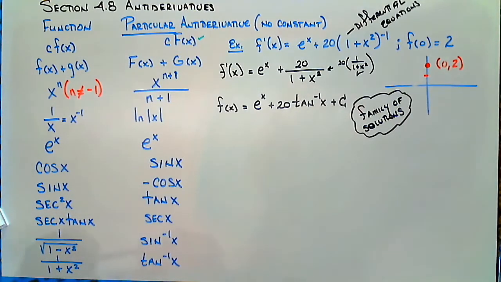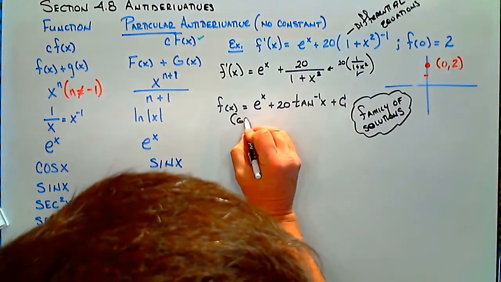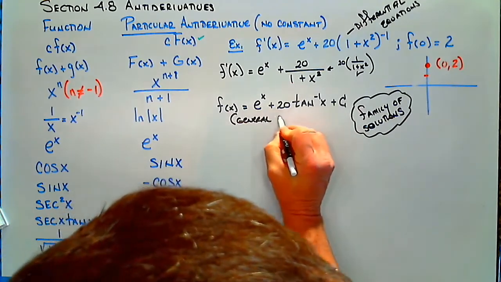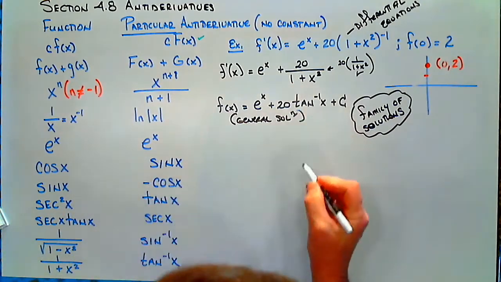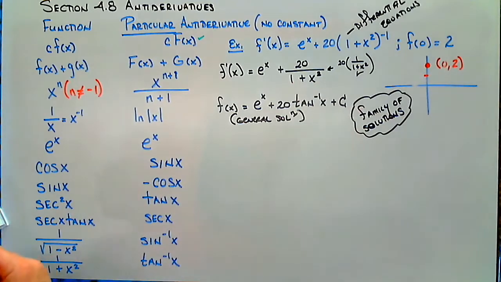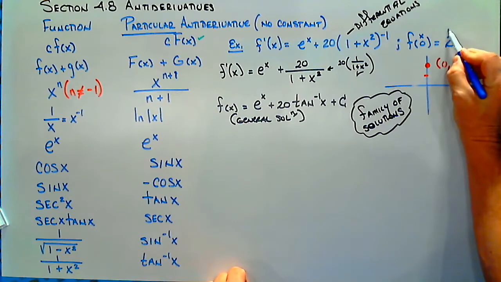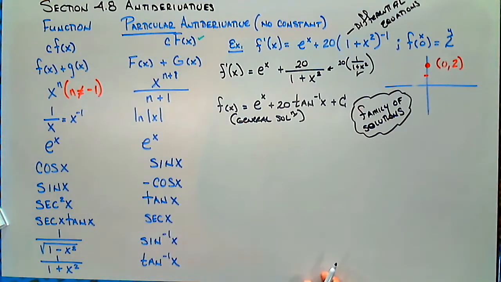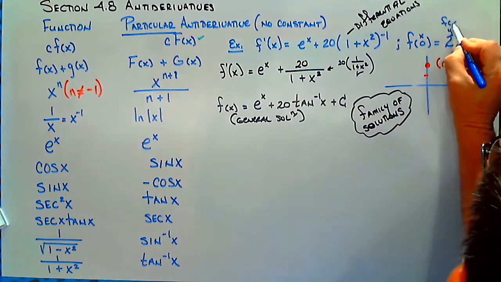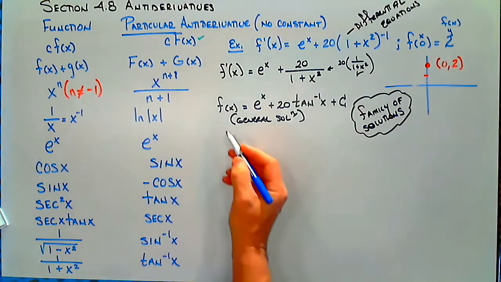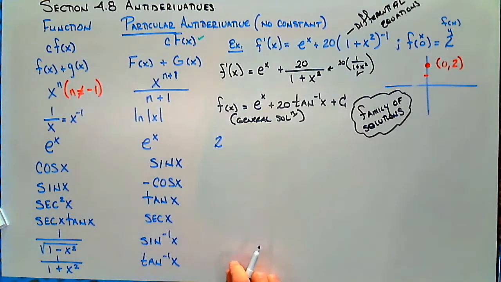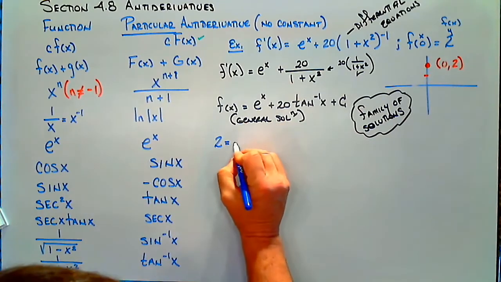All right. So back to our problem. This is our general solution. That's what this is. Now we want a particular solution. We want the solution that goes through the point x is 0, y is 2. Now how are we going to find that? Well, we know it's x is 0, y is 2. We're going to plug it in. After all, this is f of x. So we know f of x is 2. And we know x is 0.